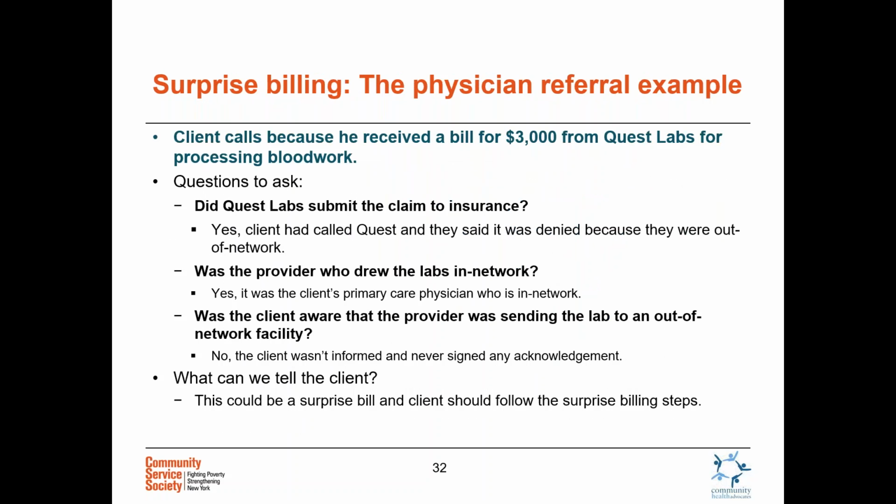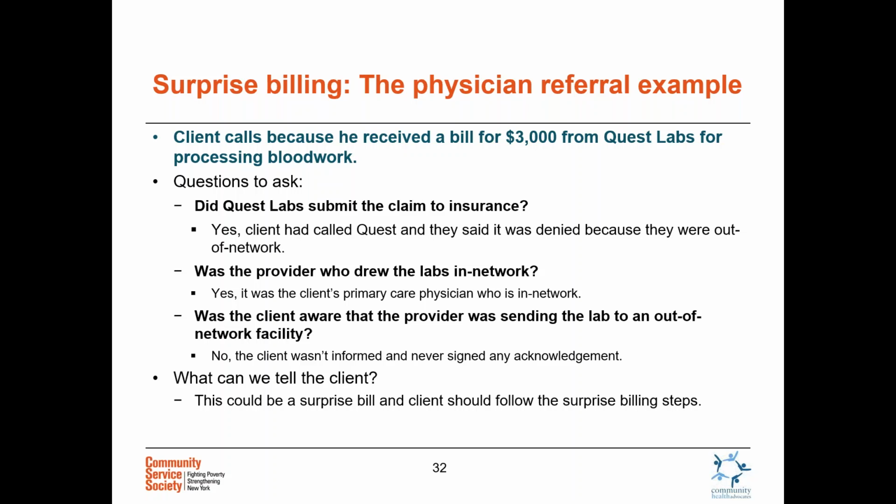Okay, so surprise billing, the physician referral example. The client calls because they received a $3,000 bill from Quest Labs for processing blood work. One question to ask is, did Quest Labs submit the claim to insurance? If yes, and the client had called Quest and they said it was denied because they were out of network, then ask yourself, was the provider who drew the labs in network? Yes, okay, it was the client's primary physician who was in network. You're getting closer to maybe it being a surprise bill.